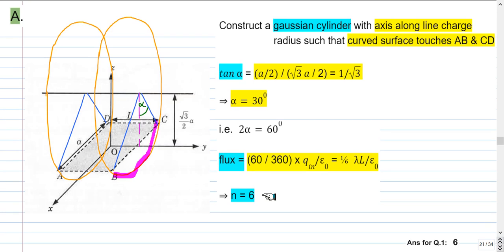So the answer to the question is N equal to 6. So this question requires visualization and choosing the Gaussian surface appropriately.